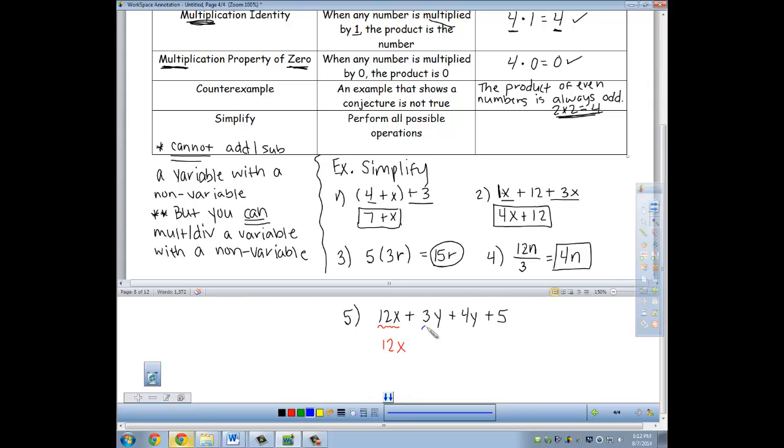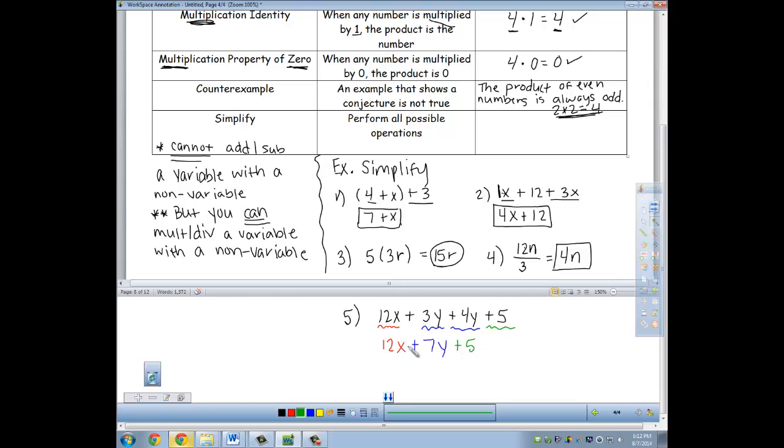Next, let's look at 3y. So I'm looking for other y's. Oh, found one. 3y plus 4y. So if I have 3 y's, I'm going to add 4 y's to it. I get a total of 7 y's, so plus 7y. And then over here I got this lonely plus 5. There's nothing else that's just a plain number. Everything has a variable, so this plus 5 is going to stay how it is.